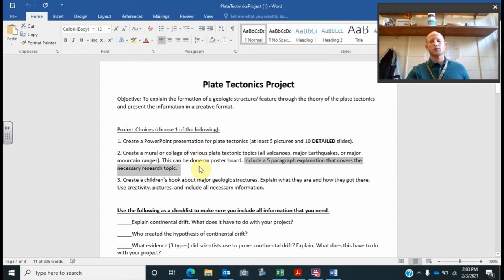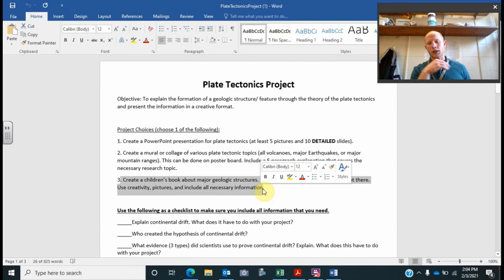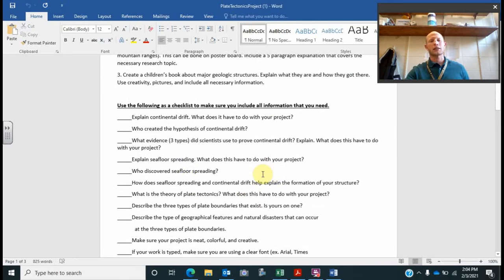All three are going to be similar because you're picking a specific volcano, or a specific earthquake, or a specific mountain range. Or you can also do a children's book where you're like some kind of child exploring this geologic structure and explaining to the reader how that got there.